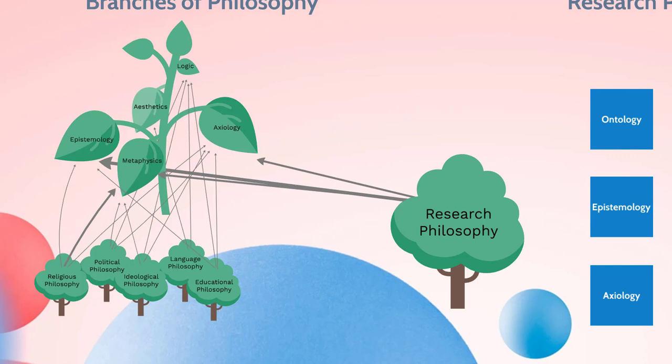Then you get something like political philosophy, ideological philosophy, language philosophy, educational philosophy, and then for us today in this module, research philosophy. Now, research philosophy in essence, I would say, belongs mainly under the branch of epistemology, as research is about inquiring knowledge. So in the bigger scheme of things, research philosophy deals with the sources, the nature, the development, the acquisition, the dissemination of knowledge.